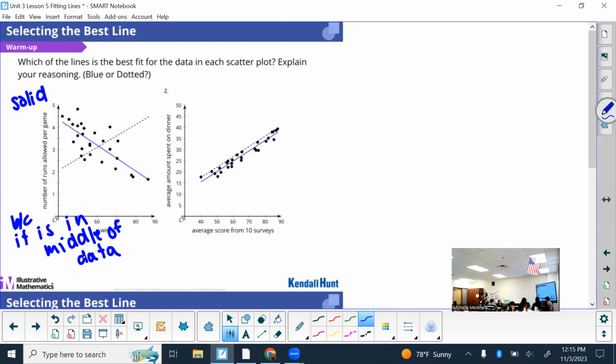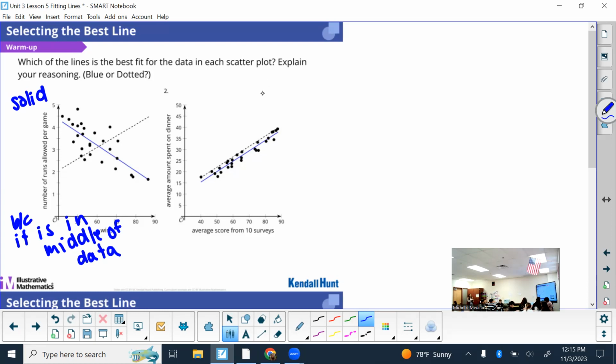Is it important that the line touches all the points? No. Is it important that it touches any of the points? No, it just has to go through the middle of the data where the points seem to be clustered around it. So then table 4, for number 2, solid or dashed?